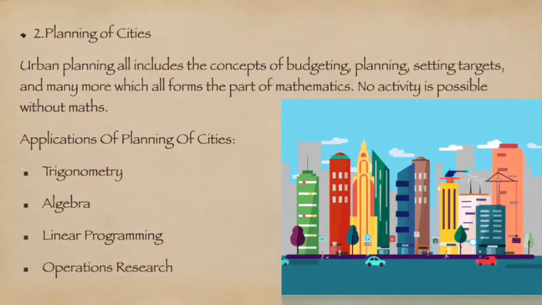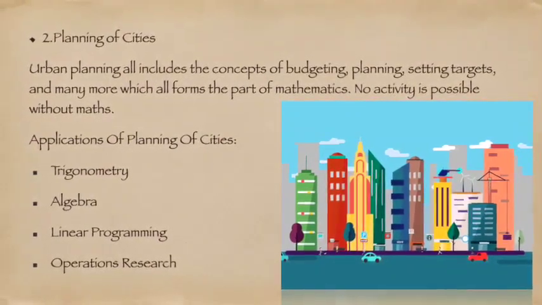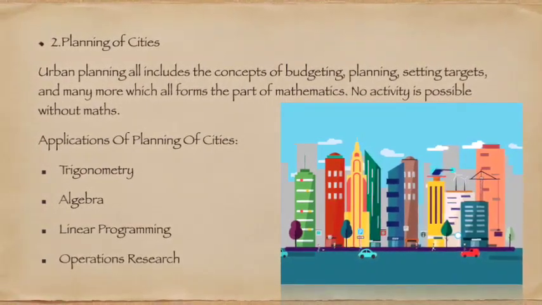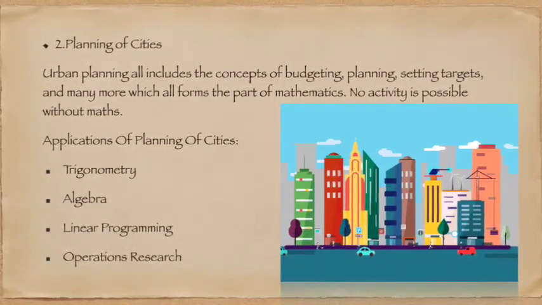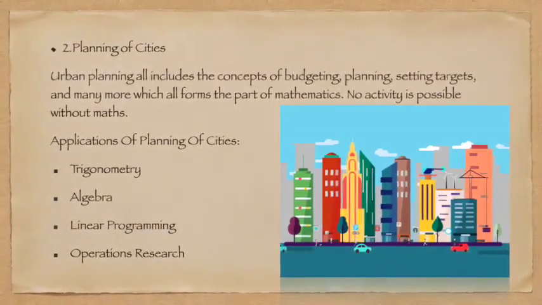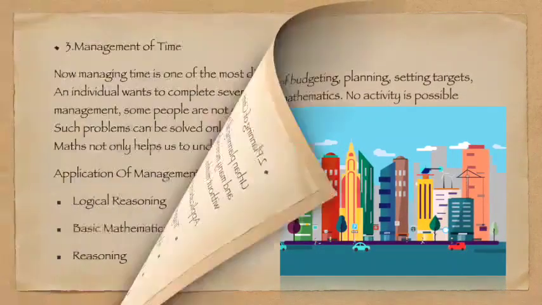Number 2. Planning of cities. Urban planning includes the concepts of budgeting, planning, setting targets and many more, which all form the part of mathematics. No activity is possible without maths. Applications of planning of cities: trigonometry, algebra, linear programming, operations research are the applications of planning of cities.